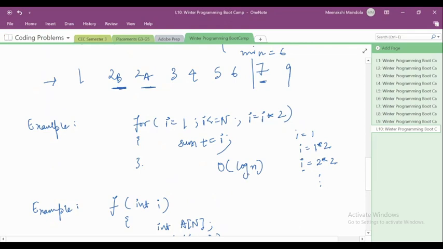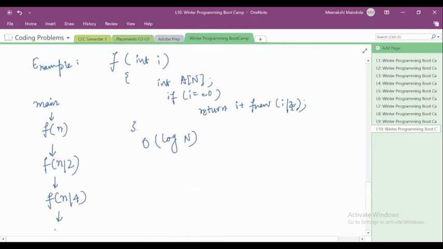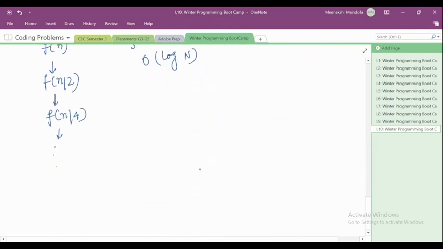And here the base of log that you will consider is going to be 2, because we are multiplying it by 2 here. And similarly here we are dividing it by 2. So we actually say that whenever we have n by, let us say, x, or n multiplied by x, where x is a positive integer greater than 1, then the complexity is going to become order of log n, and the base here is going to be x.